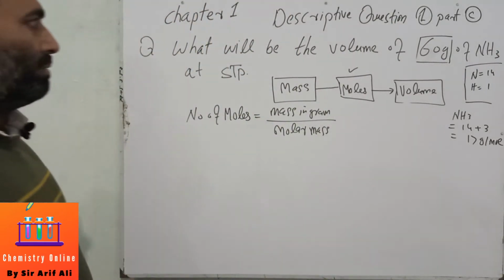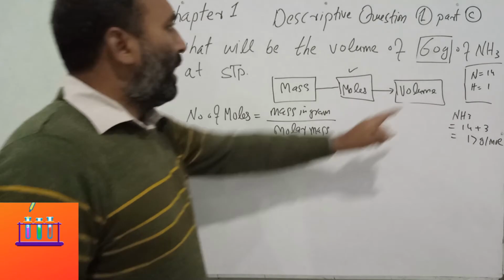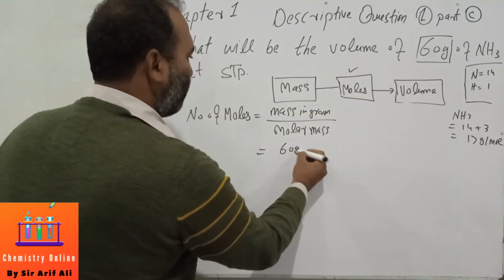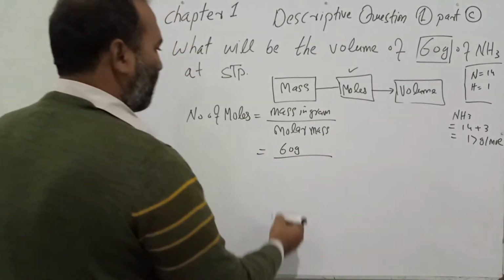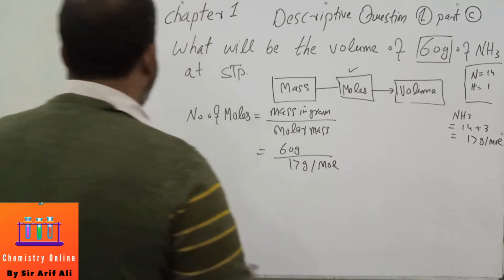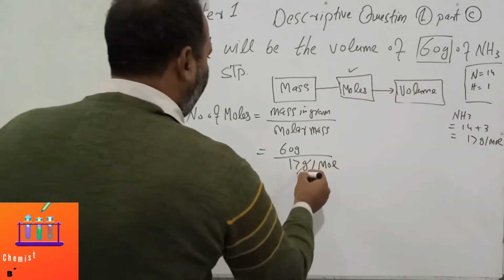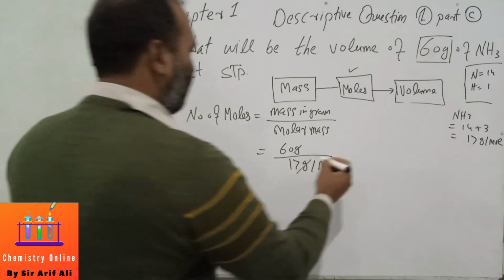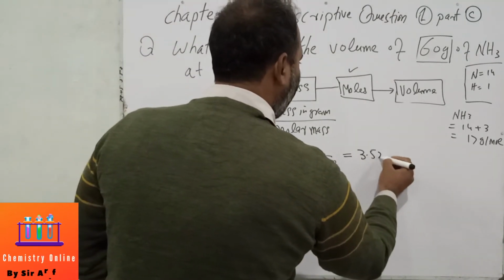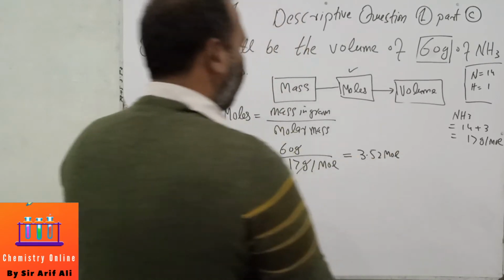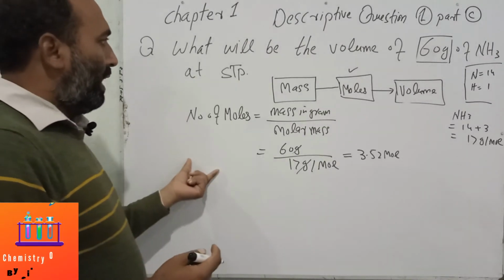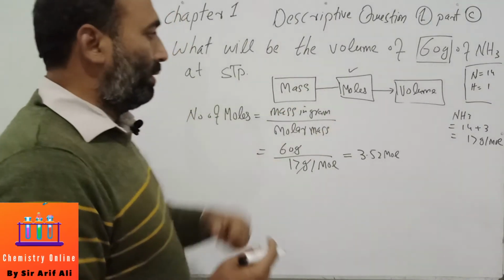Now it's very easy. All I have to do is to put the values in the formula. So mass in gram is 60 gram divided by molar mass, which is 17 gram per mole. Gram will be cancelled out with gram and we will be left with 3.52 moles. Now, we have done the first step. We have converted the mass into moles.